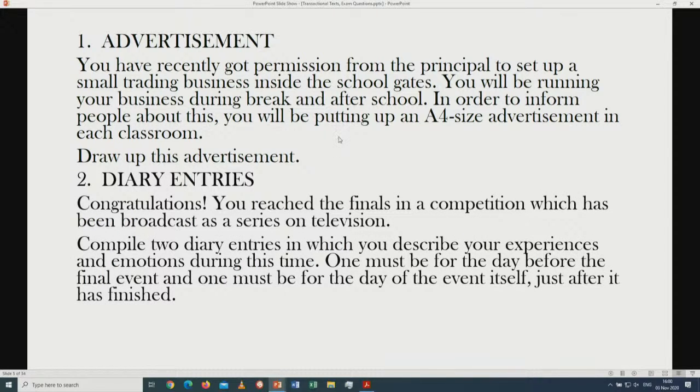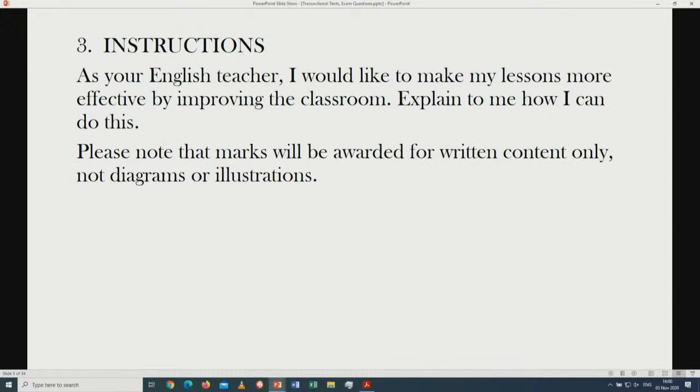Okay, diary entries and bingo! You've reached the finals in a competition. Live on TV or series on television. And 2 diary entries, experiences and emotions. Again, recommended this. It'll be an easy one to do a really good diary entry because you've got such a rich source of emotions that are involved.